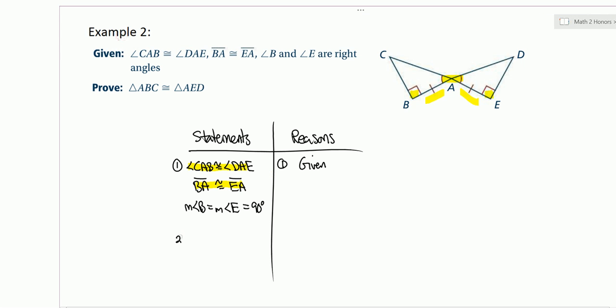Our second statement is going to say that angle B is congruent to angle E, which should be obvious. Our reason is going to be, well, we're using the fact that they're both equal to 90 degrees. And so because the measures are equal, the angles are congruent by the definition of congruent angles.